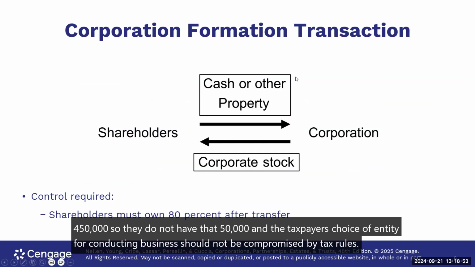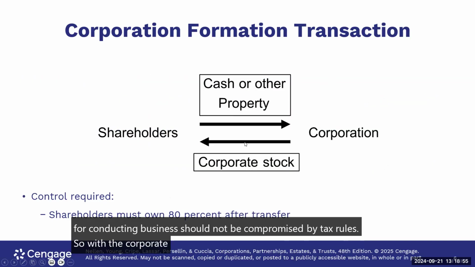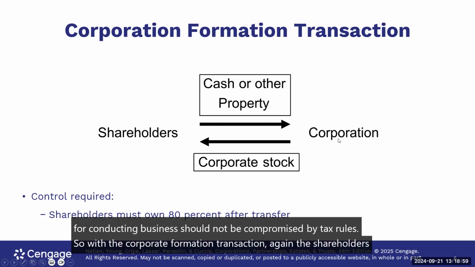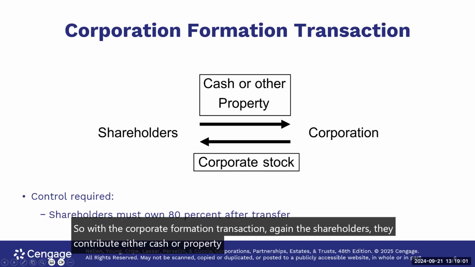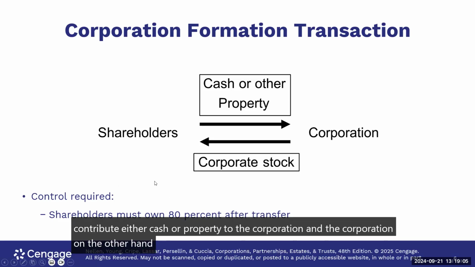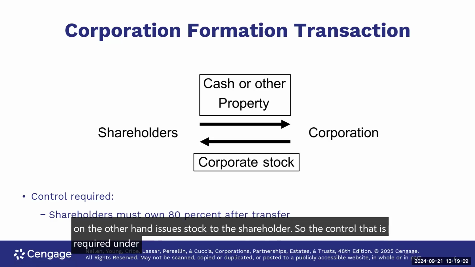So with the corporate formation transaction, again, the shareholders contribute either cash or property to the corporation, and the corporation, on the other hand, issues stock to the shareholder. So the control that is required under Section 351 is 80%. So that's the key thing.